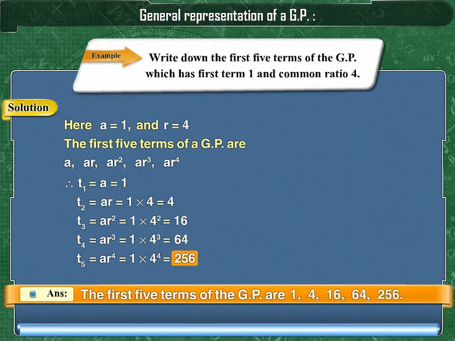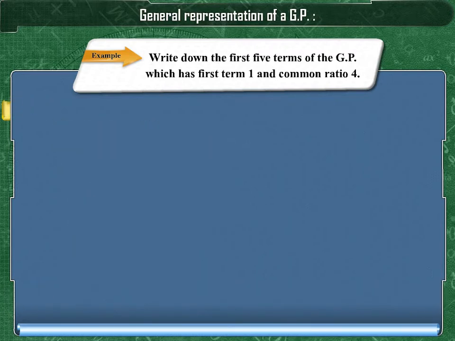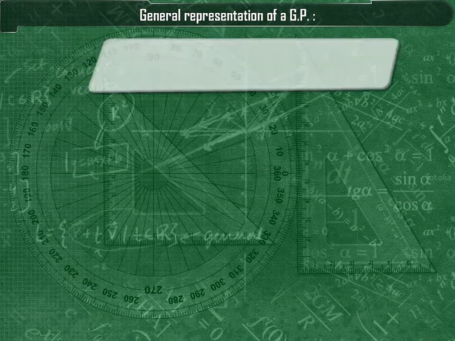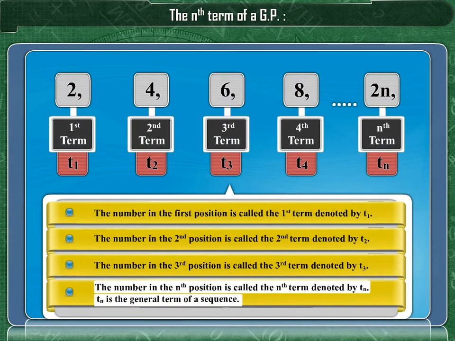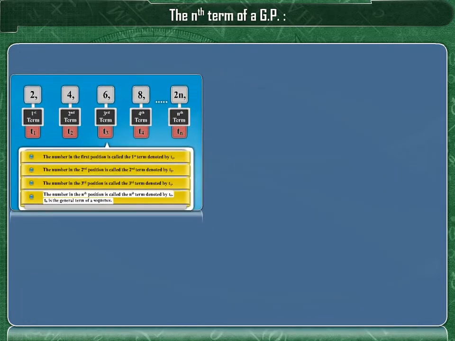The nth term of a GP. We have learned that the nth term of a sequence is the general term of the sequence, and the nth term of an AP is the general term of an AP. In GP too, the nth term is considered as its general term. We will now learn how to write the nth term of a GP.